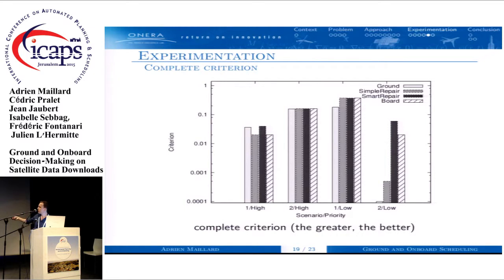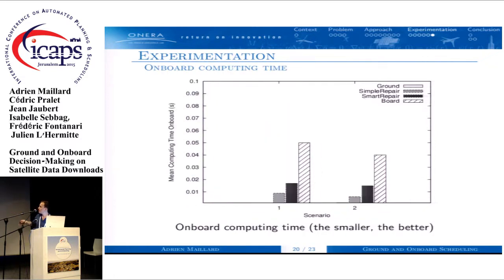And here we have something interesting. The complete criterion, which aggregates a lot of things. We can see here that the best approach is smart repair. It's because smart repair is a mix between ground and onboard. So the ground can take into account this kind of aggregated criterion, while the pure onboard approach cannot. Here, a very important thing for space operation, onboard computing time. We can see here that the onboard approach is taking a lot of time, while the smart repair is using flexible plans, so it does not have to compute a lot of things.